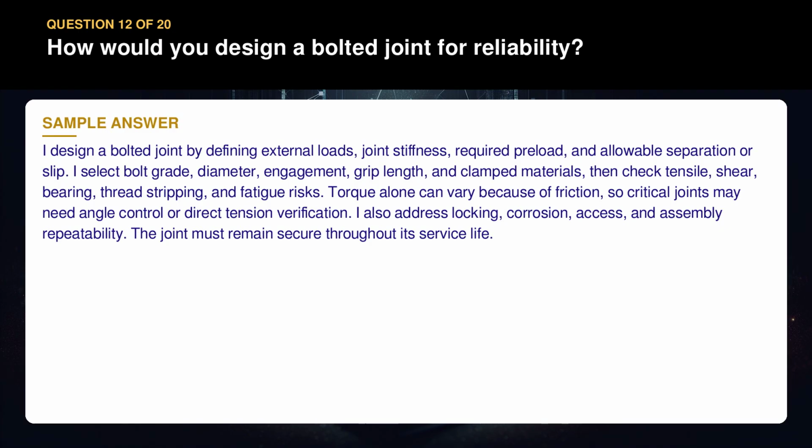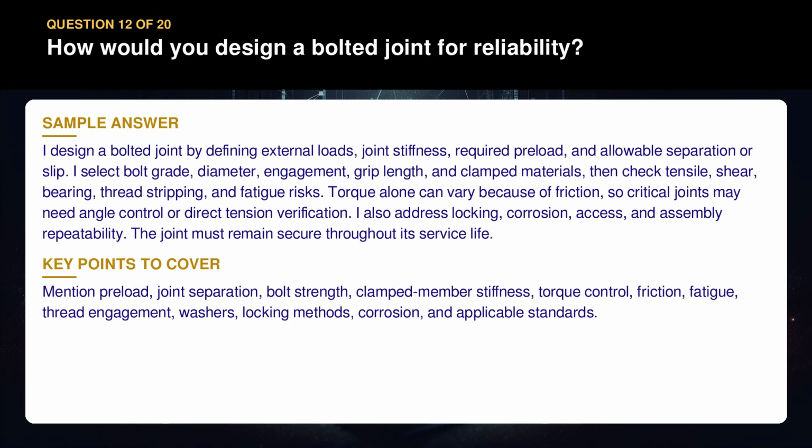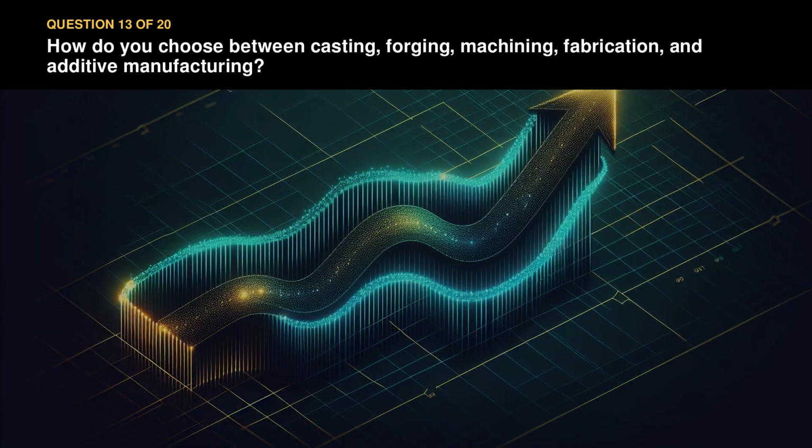Torque alone can vary because of friction, so critical joints may need angle control or direct tension verification. I also address locking, corrosion, access, and assembly repeatability. The joint must remain secure throughout its service life. Mention preload, joint separation, bolt strength, clamped member stiffness, torque control, friction, fatigue, thread engagement, washers, locking methods, corrosion, and applicable standards.